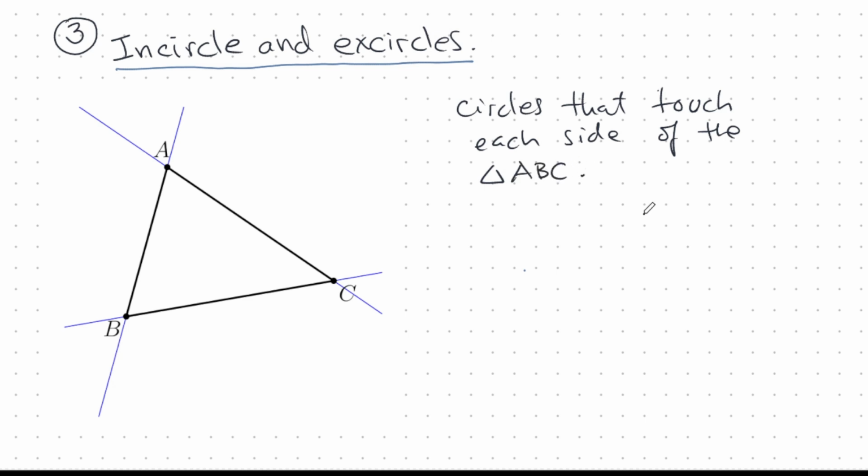And what do I mean exactly by touch? I mean tangent. So they just touch at one point. The side doesn't go through the circle. They're tangent to the side, and they touch only at one point. Now immediately we can think, okay, I can probably draw a circle inside, something like that. And yeah, that's right. That's an incircle. So we've done an incircle. That's where we get the in part of the incircle. And we think, man, there's no other way.